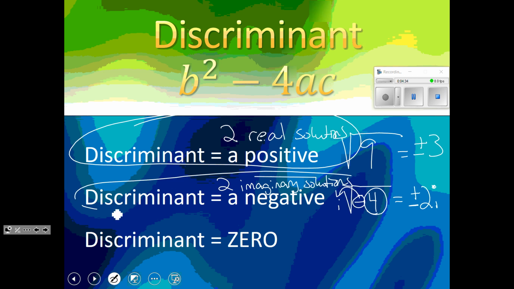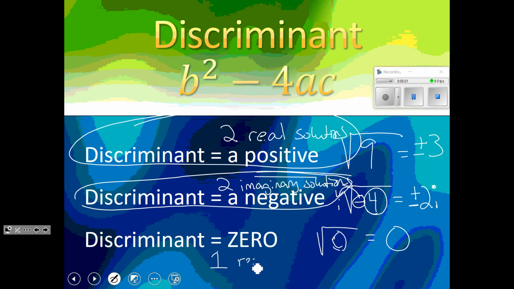So if my discriminant, the number under the radical, is a negative, that tells me there are 2 imaginary solutions. Then, if the discriminant, the number under the radical, is equal to 0, first of all, what's the square root of 0? 0. Will it have a plus or a minus? No, because there's no such thing as a positive 0 and a negative 0. So we know that this one will have 1 real solution, because it's not imaginary.